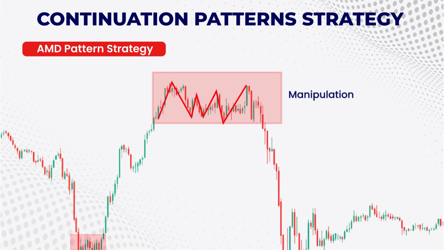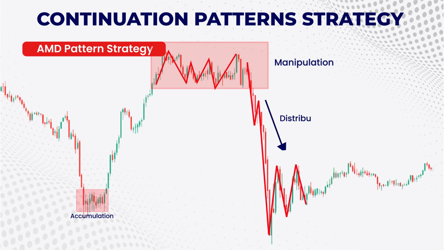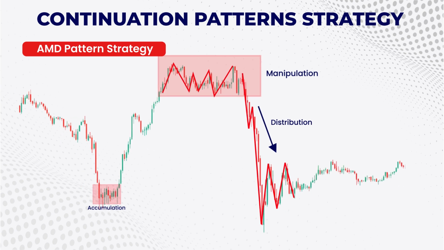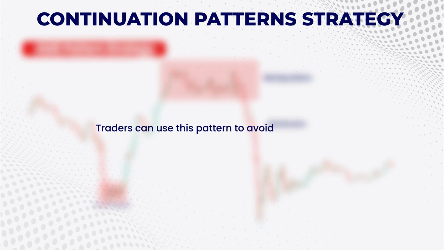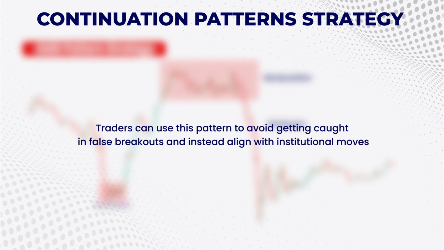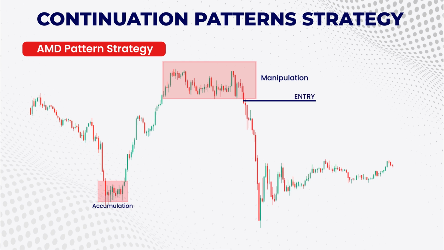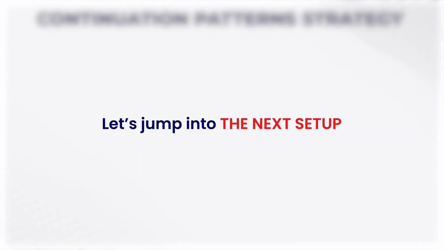Phase 3. Distribution. Finally, the market moves strongly in the opposite direction, which is the true trend. In this case, price drops sharply after manipulation, marking the distribution phase. Traders can use this pattern to avoid getting caught in false breakouts and instead align with institutional moves. The key is to identify accumulation zones, wait out manipulation, and then trade with momentum during distribution. Let's jump into the next setup.